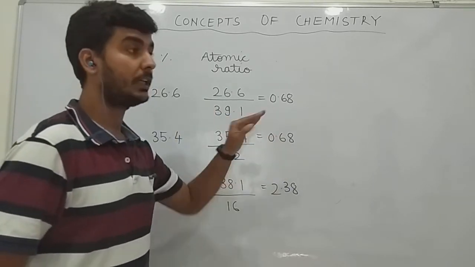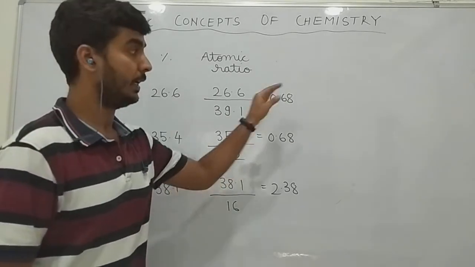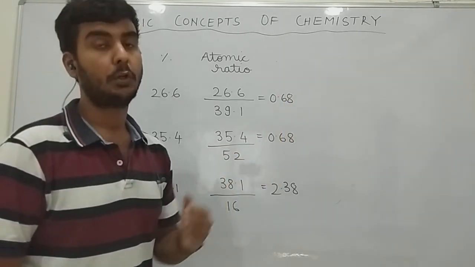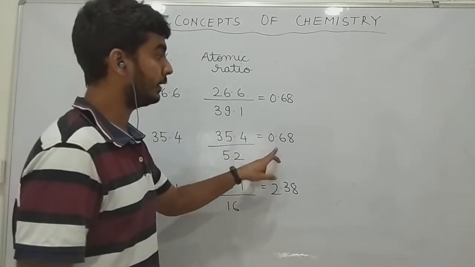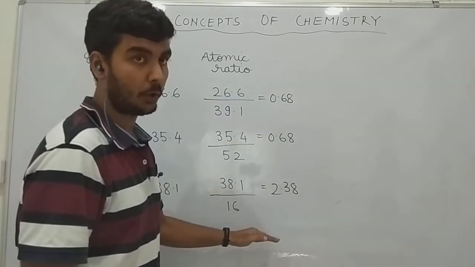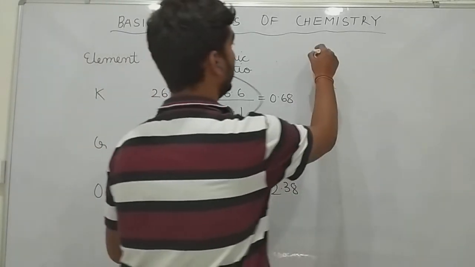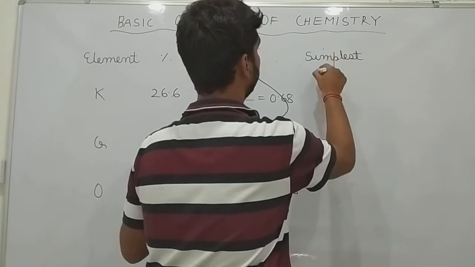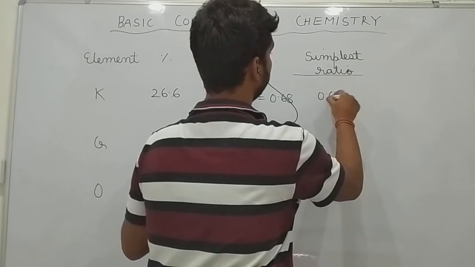So now we will do what? After getting atomic ratios, select the smallest atomic ratio among them and divide all the atomic ratios by that smallest atomic ratio to get the simplest ratio. The smallest atomic ratio in these three is 0.68. So we will divide all three by 0.68 to get the simplest ratio.